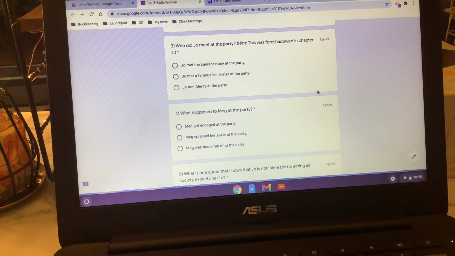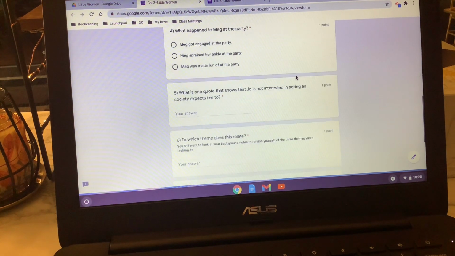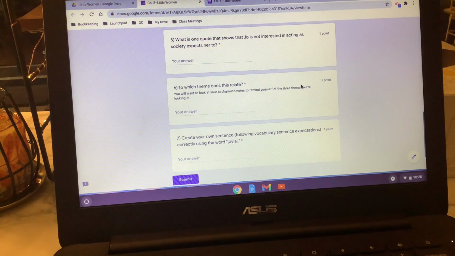4, what happened to Meg at the party? She sprained her ankle. 5, what is one quote that shows that Jo is not interested in acting as society wants her to? So many great options. You talked about how she wanted to go skating, about how she didn't like dancing in a reserved sort of manner. She liked having romps, using slang, how she wanted to study abroad, how she wished she could go to college. All of those things are great examples.